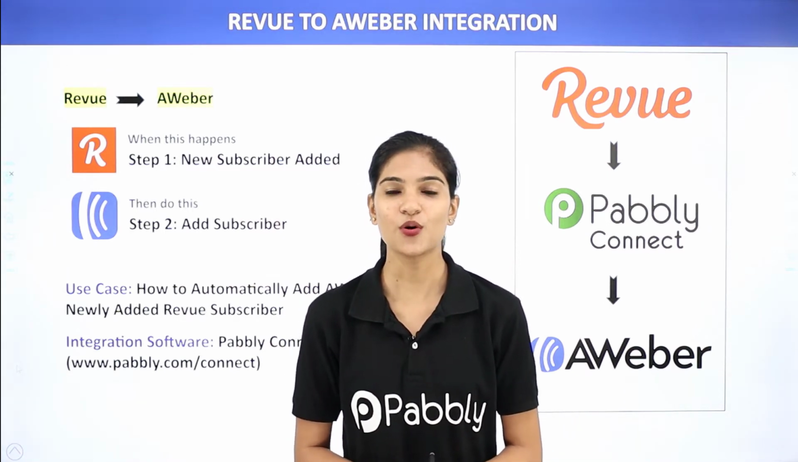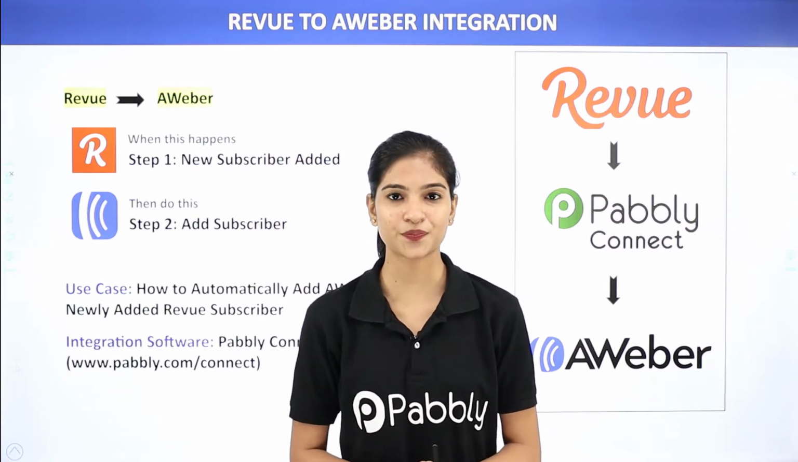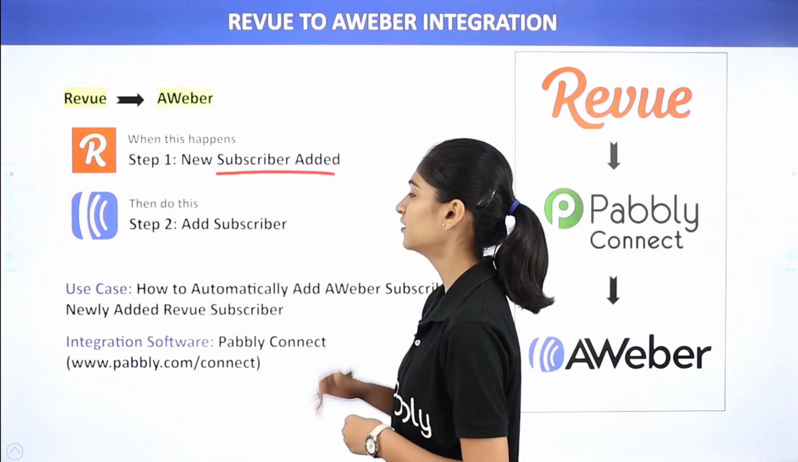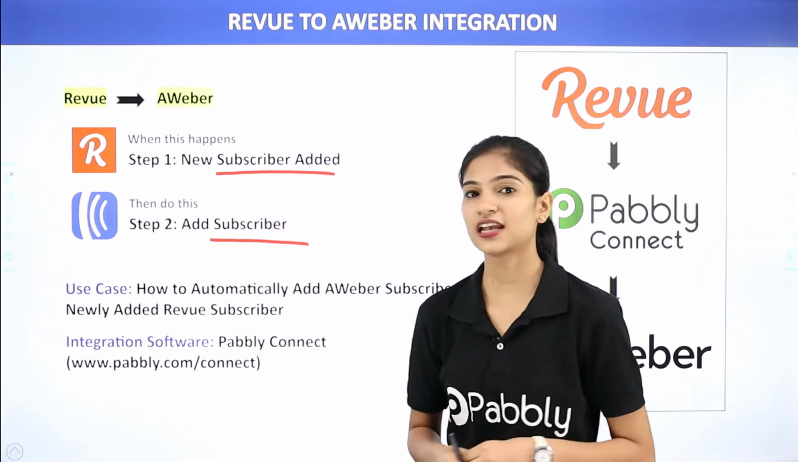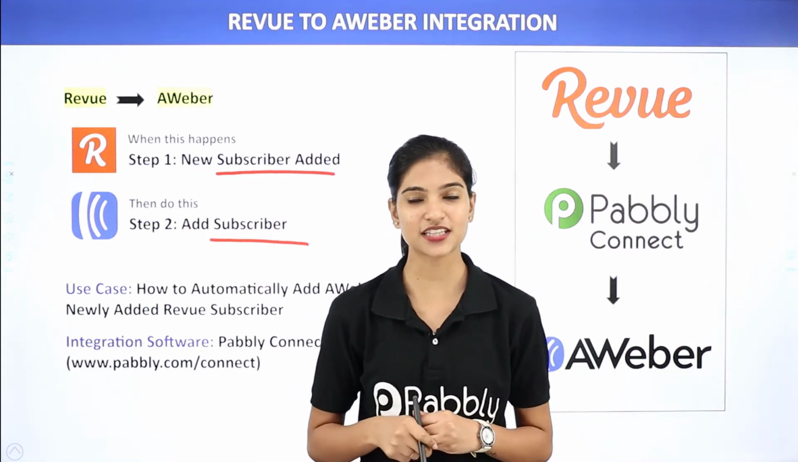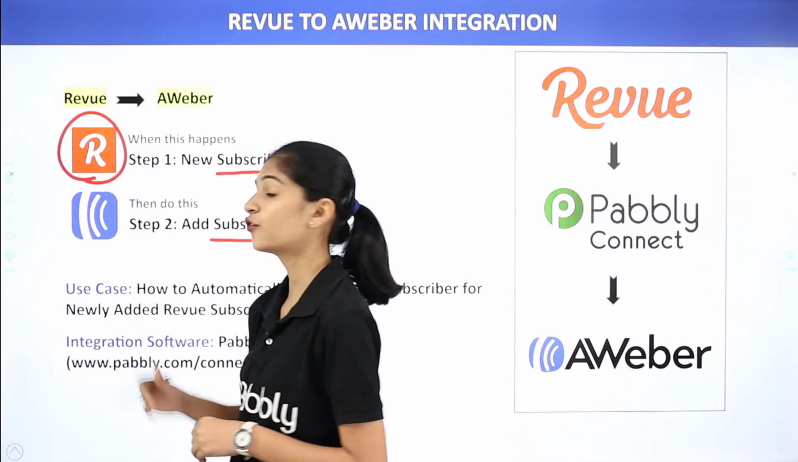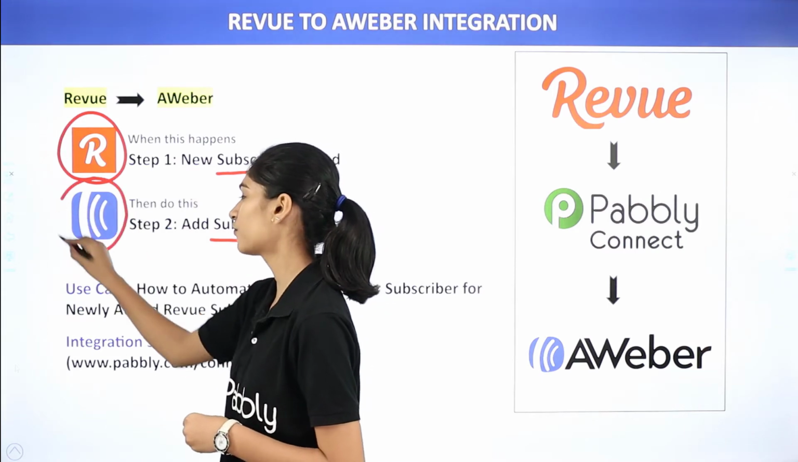Today in this video, we are going to integrate two software applications, Review and Aweber. So the use case here is that whenever a new subscriber is added in Review, we want to add them as subscriber in Aweber. First, let us know what these two software applications are all about. Review is an editorial newsletter tool for writers and publishers, whereas Aweber is an email marketing software.